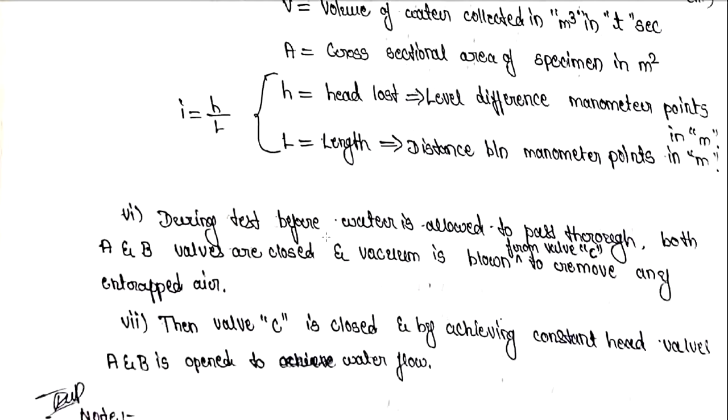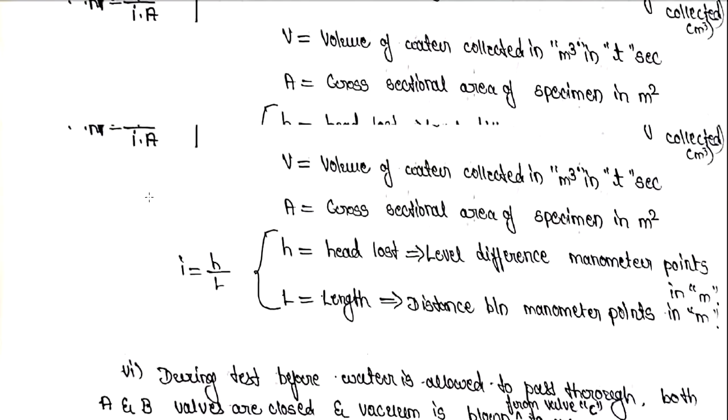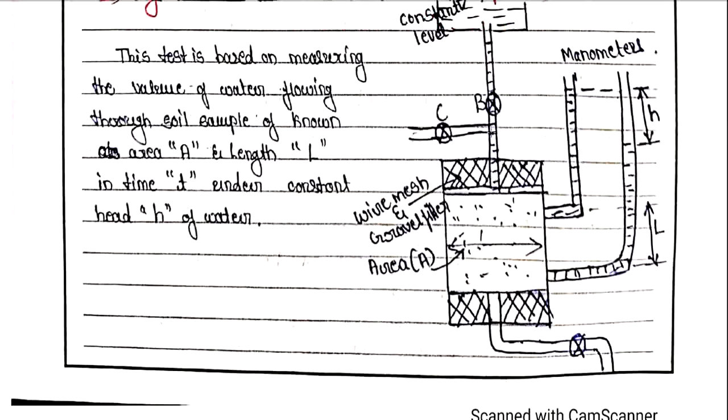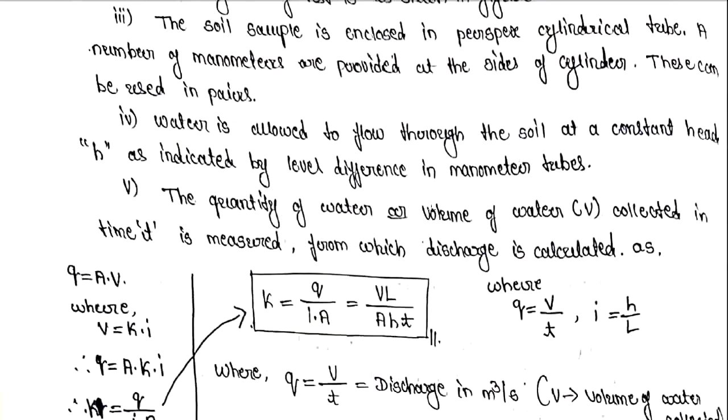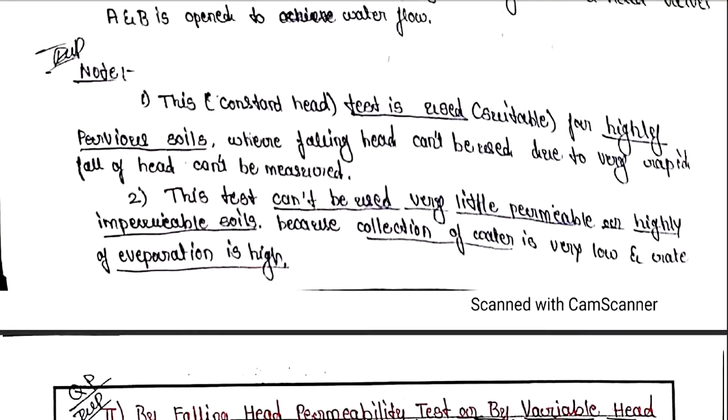During the test, before water is allowed to pass through, both A and B knobs are closed and vacuum is blown from valve C to remove any air void. So that's what I have told. Knob C is opened and vacuum is blown, which is going to remove the air voids present in the soil. After that, water is allowed to pass through it.